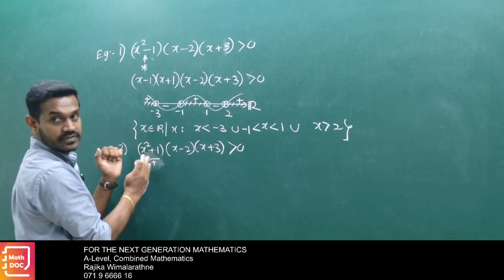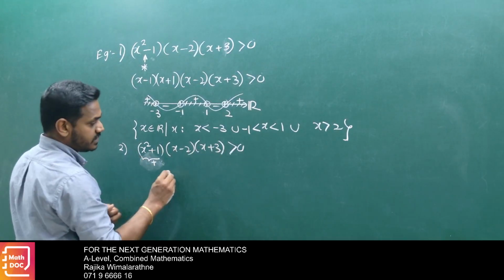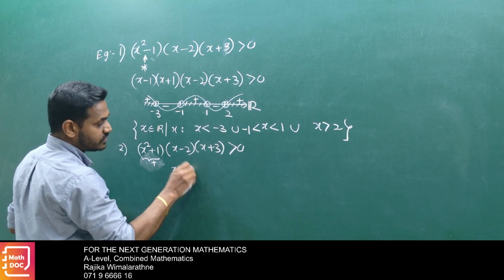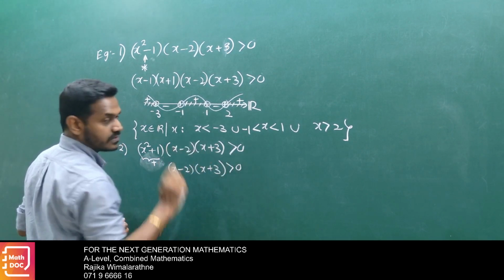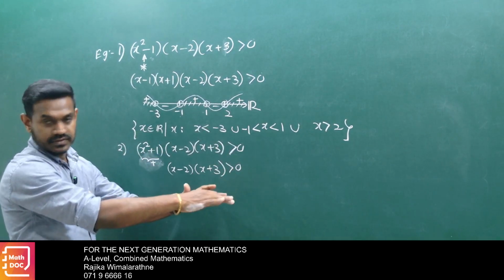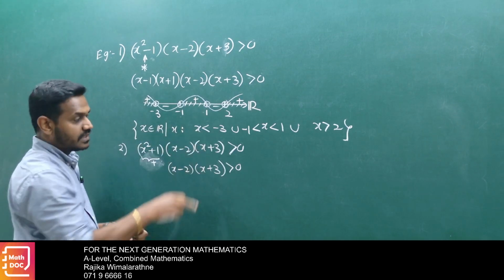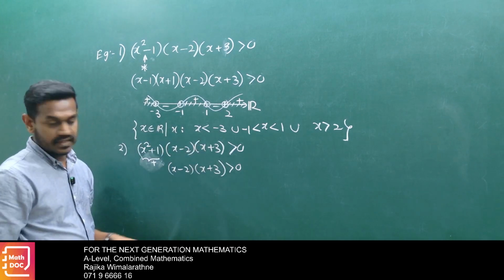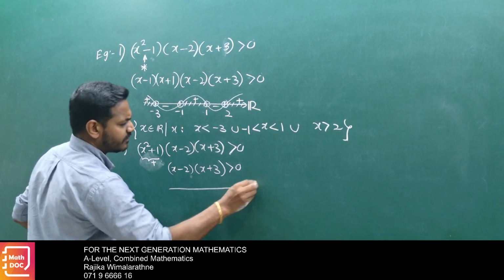This part is positive. That means you have to filter only the other part. So take (x − 2)(x + 3) > 0. Likewise, we have to filter it. The full thing must be positive. One part we know is positive, then you have to filter the other part. That must be positive, no? This is our inequality now. Now we know how to solve this.